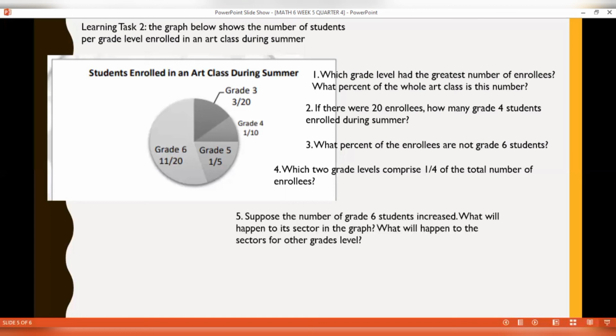And number 5, suppose that the number of grade 6 students increase, what will happen to each sector in the graph? And what will happen to the sector of the other grade level? So suppose daw na lumaki itong bilang ng grade 6, dumami ang bilang ng grade 6, anong mangyayari kaya dito sa graph natin? So kapag dumami yung bilang ng grade 6, syempre, lalaki din yung portion niya. At yung ibang portion, what will happen to the sector of the other grades level? Diba? Kung dumami yung enrollees nito, nung grade 6, so ano mangyayari dito sa mga matitirang portion?